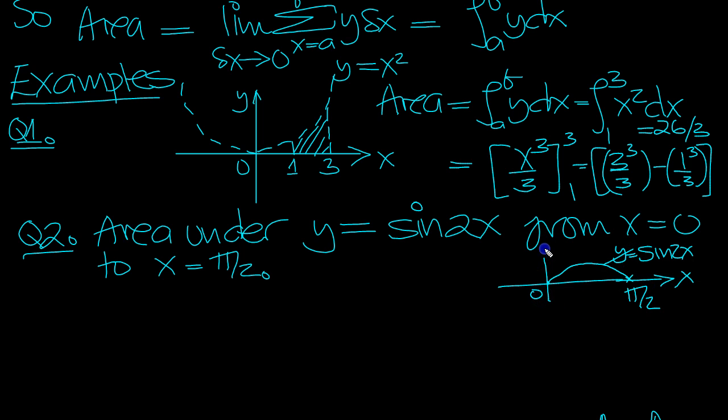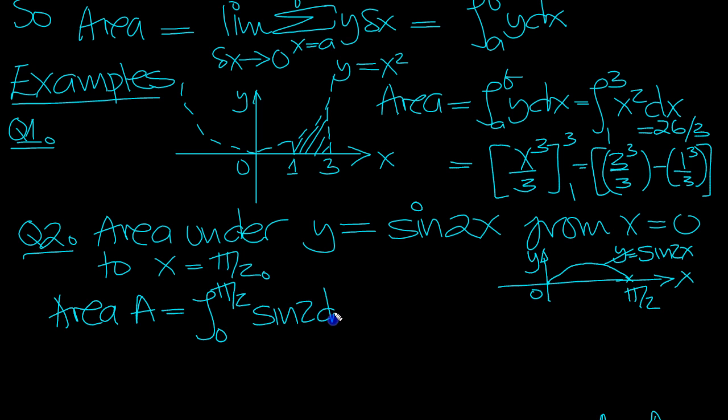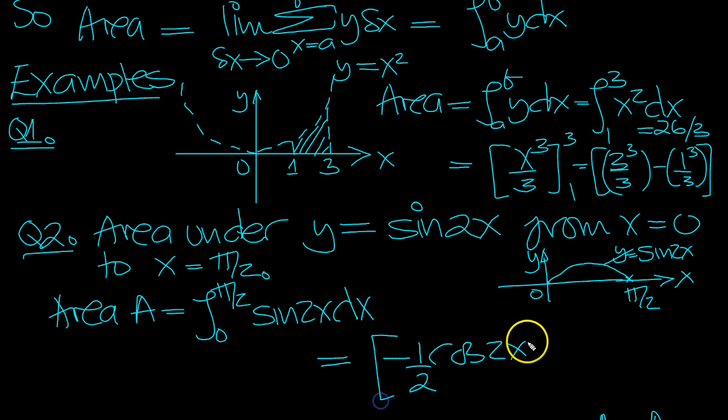X-axis, y-axis. So the area then, we'll call it A, is equal to the integral between 0 and pi over 2 of sine 2x dx. The integral of sine is minus cos 2x, but it's cos ax over a. The a is 2. So that's the standard integral, between 0 and pi over 2.